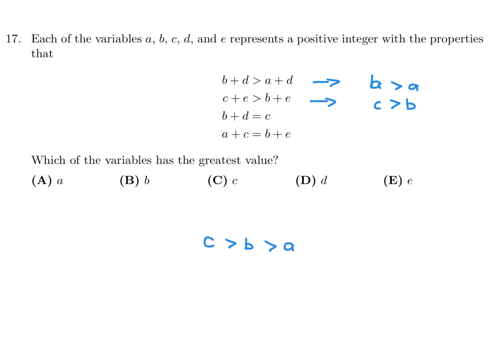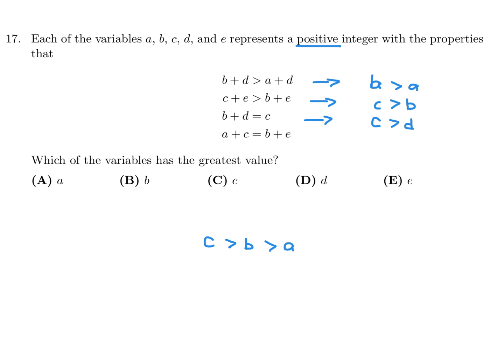Okay. That's what I have so far. And then B plus D is equal to C. So that means that C is greater than D. Yeah, C is greater than D. Since everything's positive and C is equal to B plus D, then C has to be greater than D, since B is a positive number.